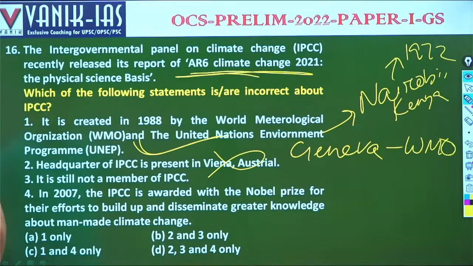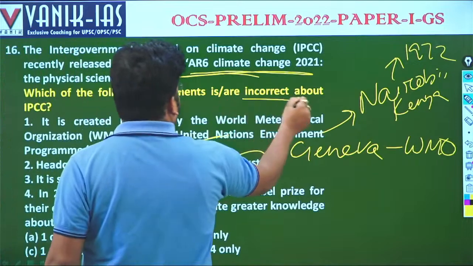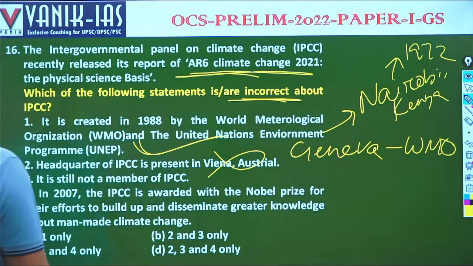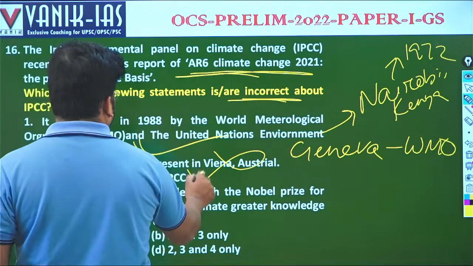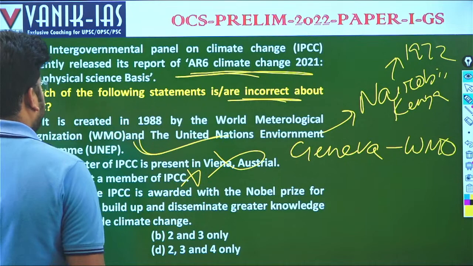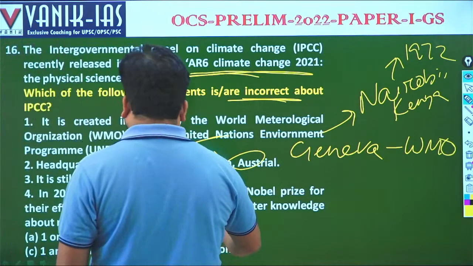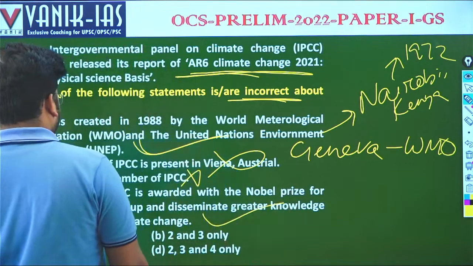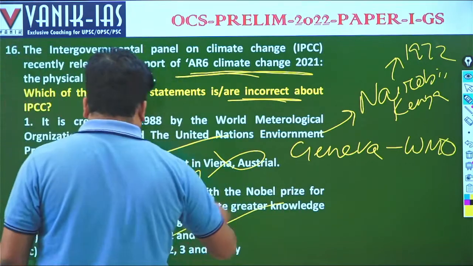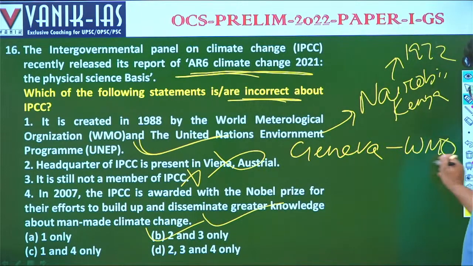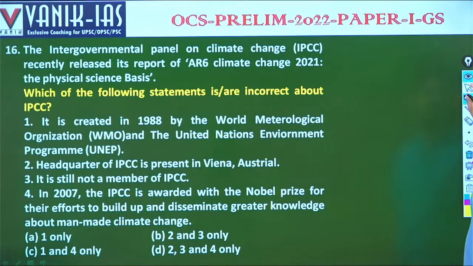Which of the following statements is incorrect? The statement that India is not a member of IPCC is incorrect. India is a member of IPCC. In 2007, IPCC was awarded the Nobel Prize for its efforts to build up and disseminate greater knowledge about man-made climate change. So options 2 and 3 are not correct. B is the answer. IPCC has also got the Nobel Prize. It is established by WMO and UNEP.